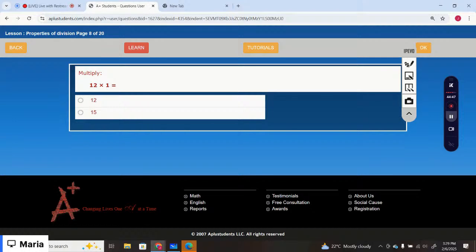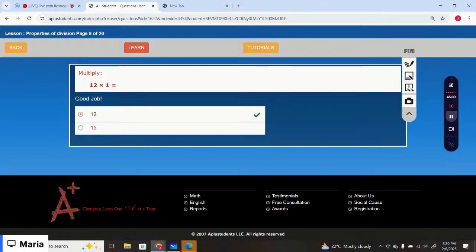12 times 11 is 12. Option number 1 is the correct option. 12 times 11 is 12. Option number 1 is the correct option.